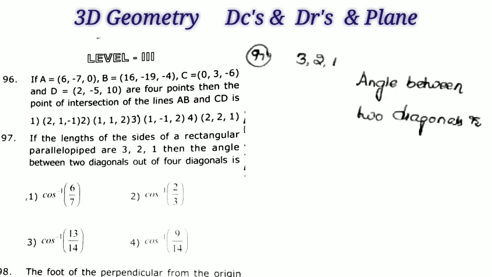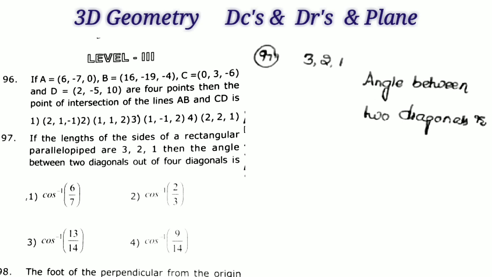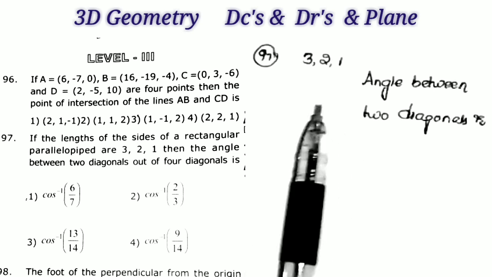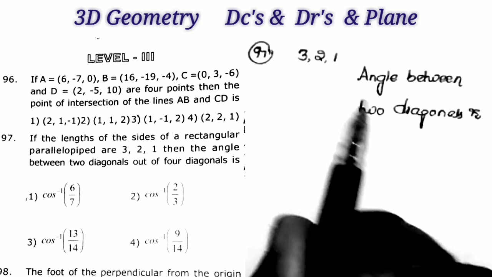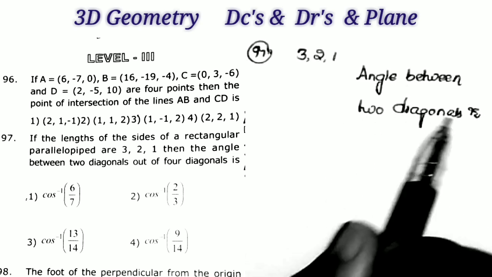Okay. Next question, sum number 97. If the lengths of the sides of a rectangular parallelepiped are 3, 2, 1, then the angle between any two diagonals out of the 4 diagonals is equal to. So here the lengths of the sides of the rectangular parallelepiped are given. Now we want the angle between any two diagonals of the 4 diagonals.